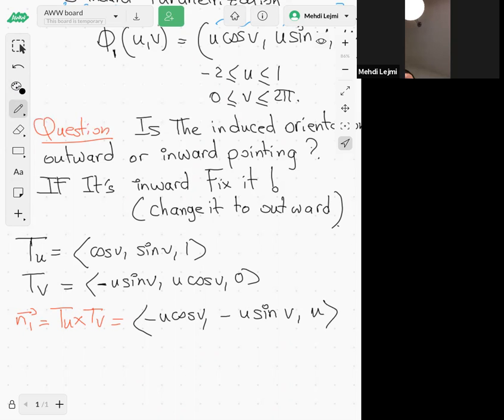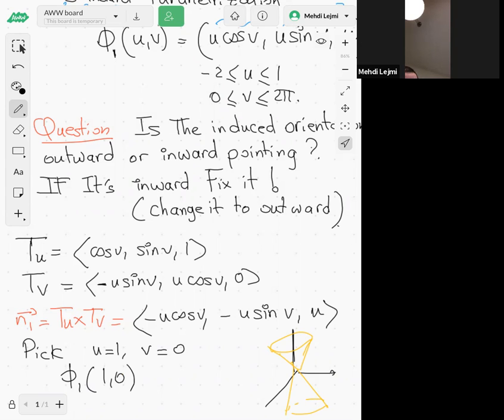Now I'm gonna pick a point. So again, here's my cone, right? Okay, and I'm gonna just pick a point. Let's pick the point 1, 0. That would be the simplest point, I guess. So pick a random point. So let's say u is equal to 1 and v equals 0. Okay, so that would be the point phi1 of 1, 0. So that will be equal to, let's see, u cosine of v, cosine of 0 is 1, of course, that will be 1.